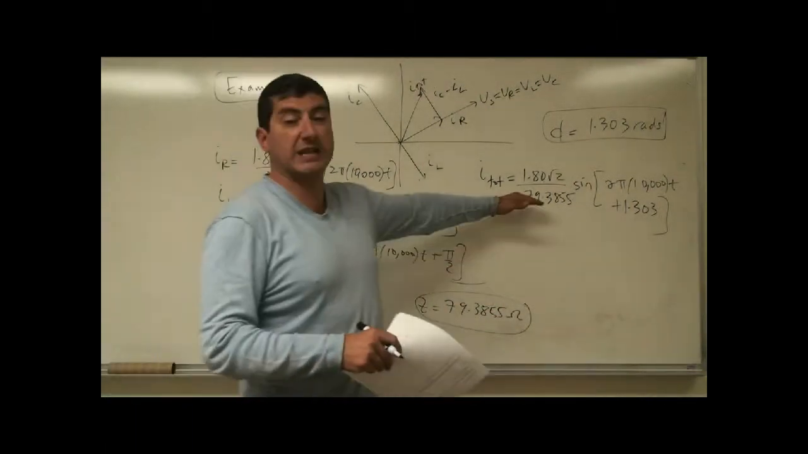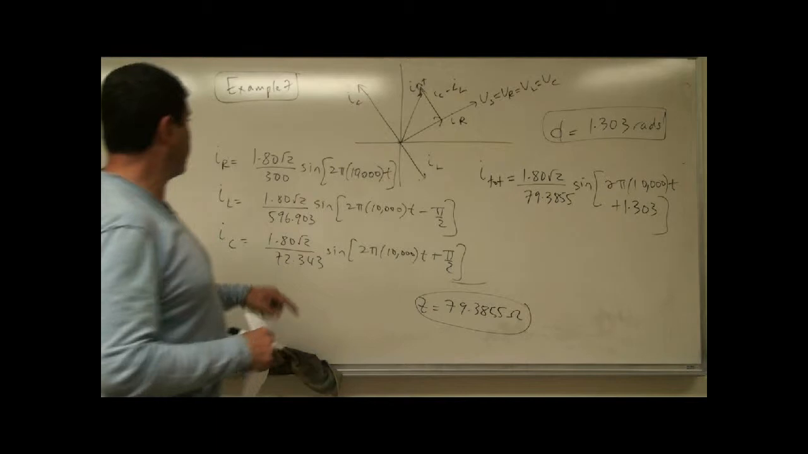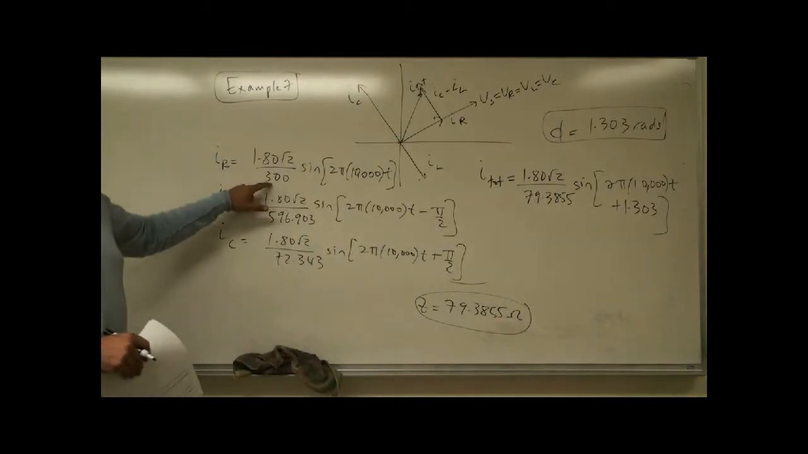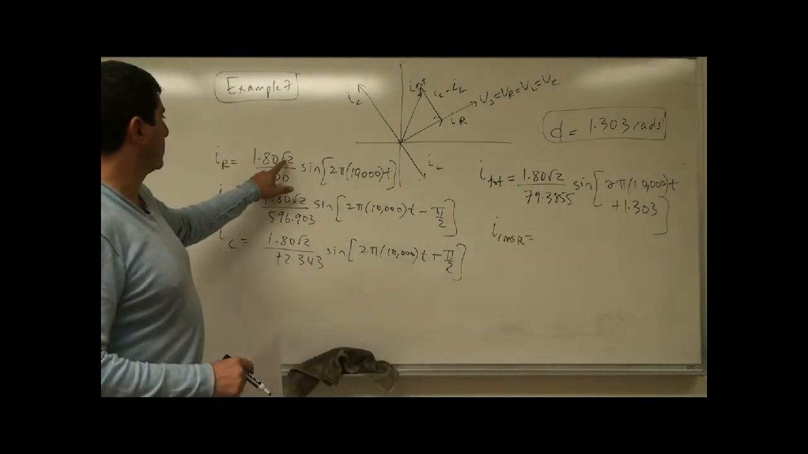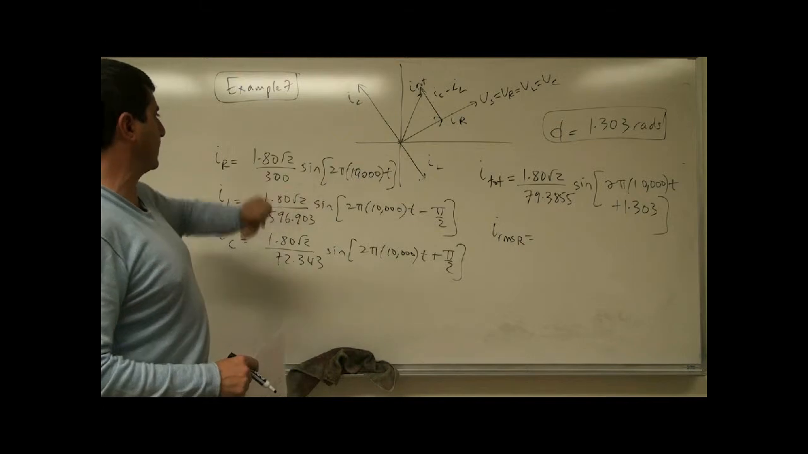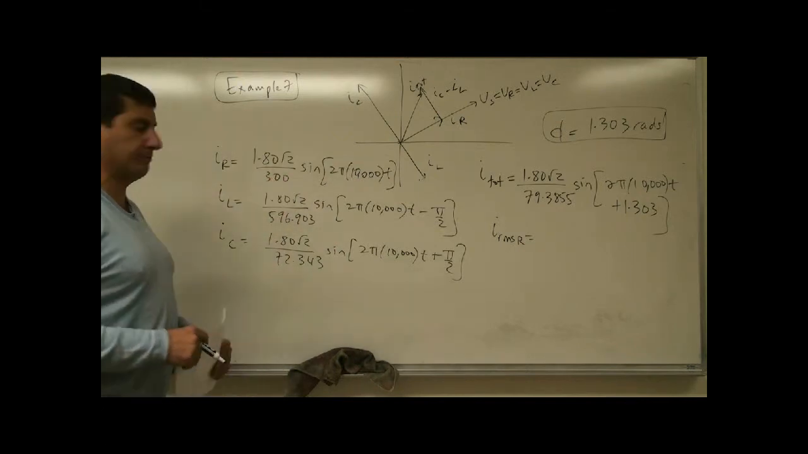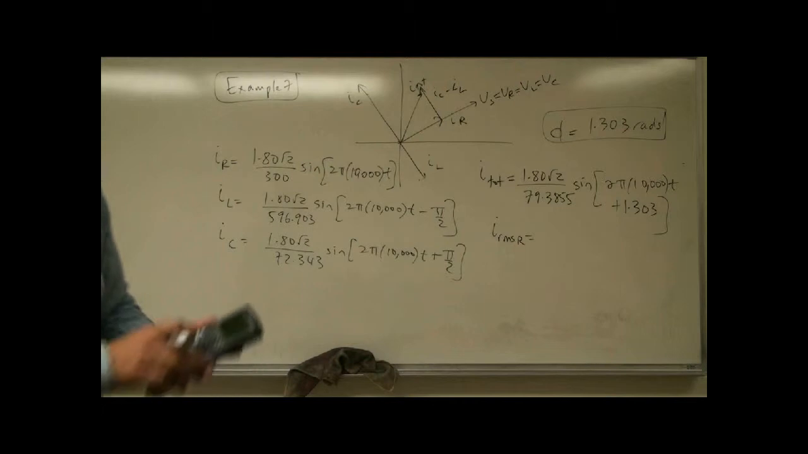What's the total ammeter going to read? The ammeter basically reads this value divided by root 2, the maximum value over root 2. So 1.80 root 2 divided by root 2, that basically cancels. So it's just basically 1.80 over 300.